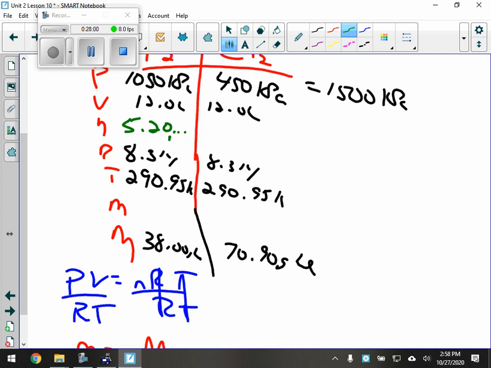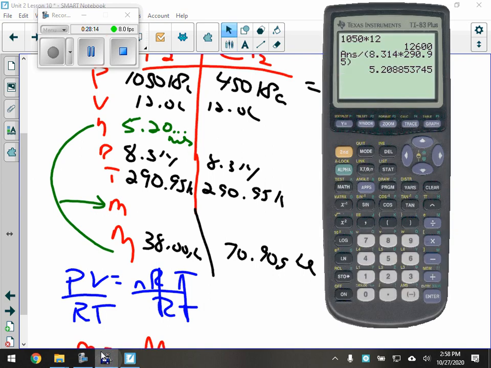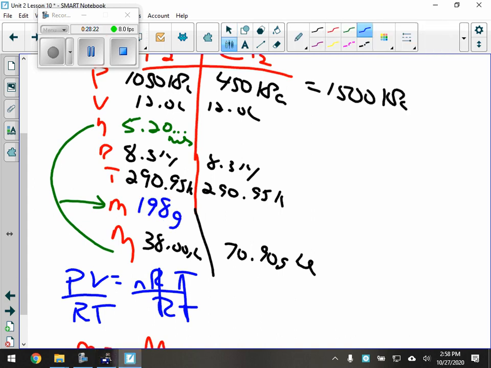5.20 moles. Now I can use these two things to find that. Yes? If I take the moles times the molar mass, I should get the mass, right? So, taking that number there, times 38, I get 198 grams. 3 significant digits because there's 3 in the question, and that's my final answer. That's the mass of the fluorine gas that we would need to use: 198 grams of fluorine gas to create, in a 12-liter tank, 1,050 kilopascals of pressure.